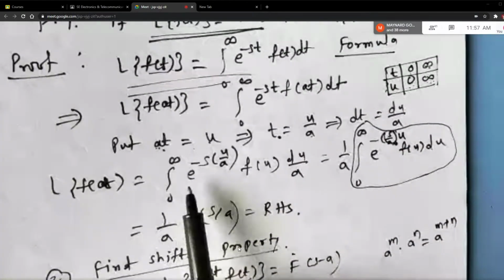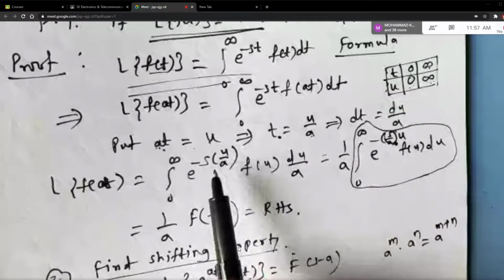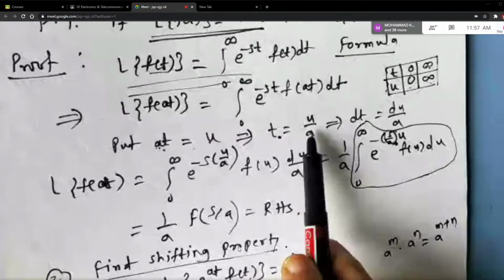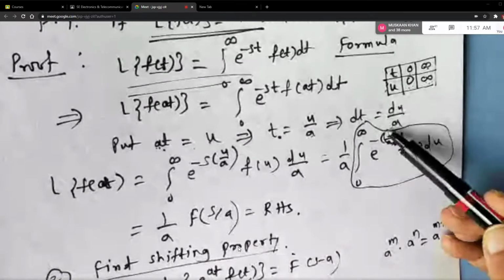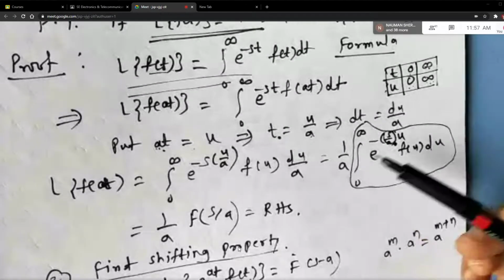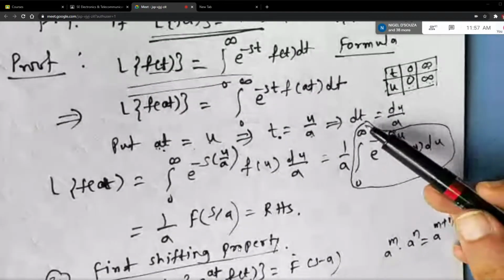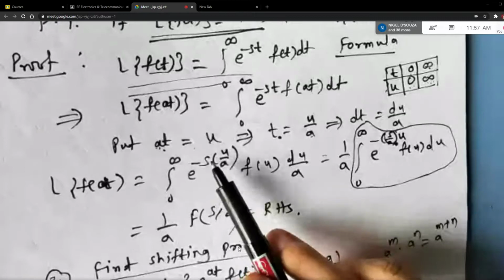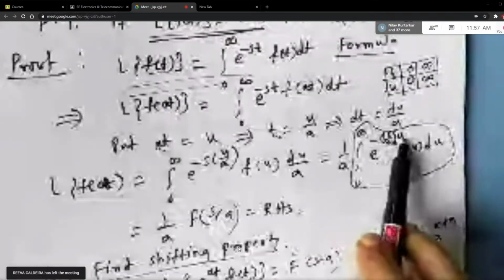Now in the next step, it is e raised to minus s t. What is t? u by a. f of at means what? f of u, because at is substituted as u. And what is dt you got? du by a, right? Now this 1 by a is a constant, which will come out, and these are the remaining terms. But when I am writing this, see, I have collected s and a in one bracket. So minus s by a u.